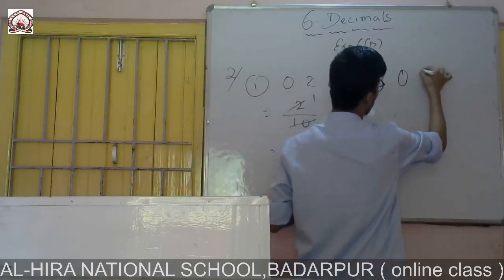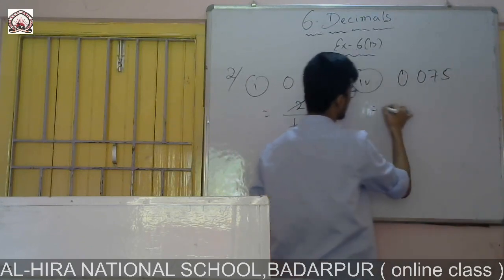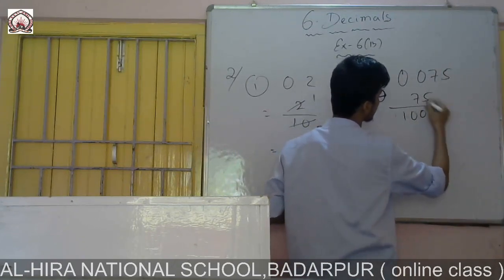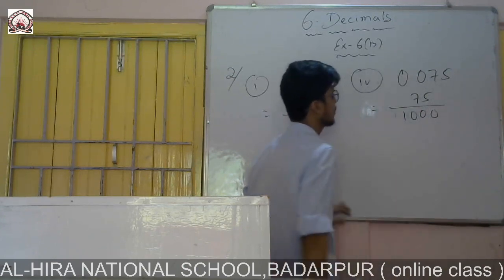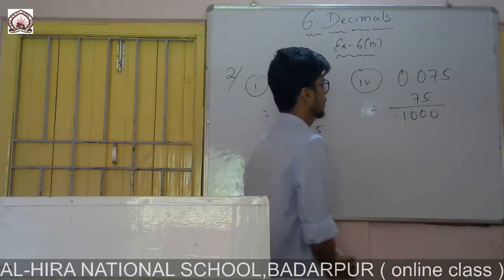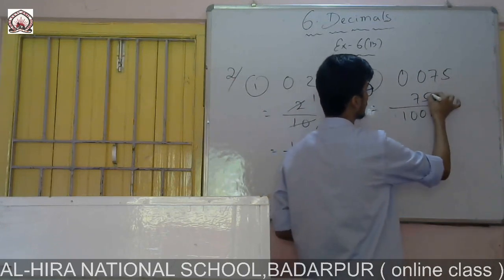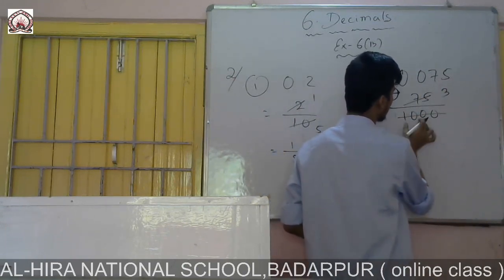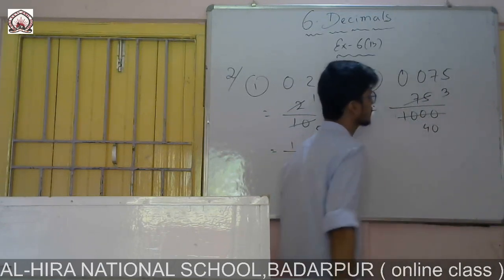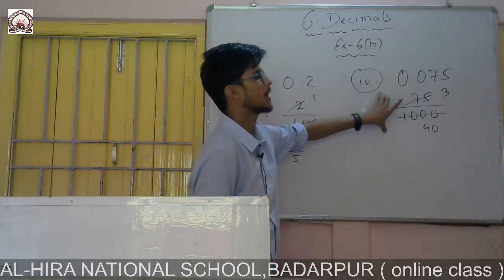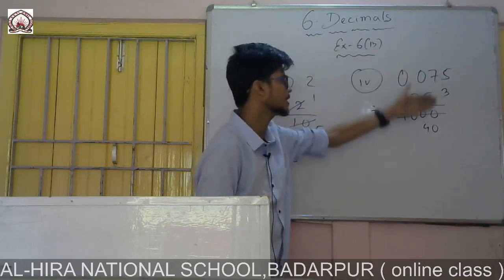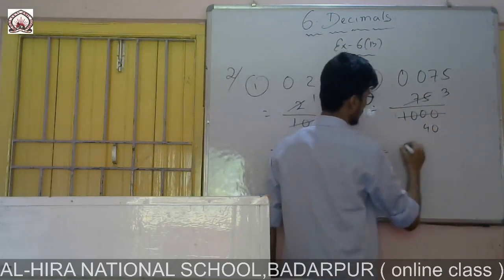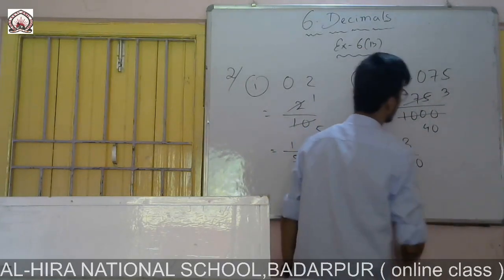0.075, which I can write as 75 by 1000. 1, 2, 3 places, 3 zeros. So now if I cancel, I can cancel it with 25. 25 3s are 75, and 25 4s are 100, and 1 zero. You can cancel it with 5 also. First of all you cancel with 5, again it will go cancellation like this. You will get the lowest term as 3 by 40. So answer will be 3 by 40.